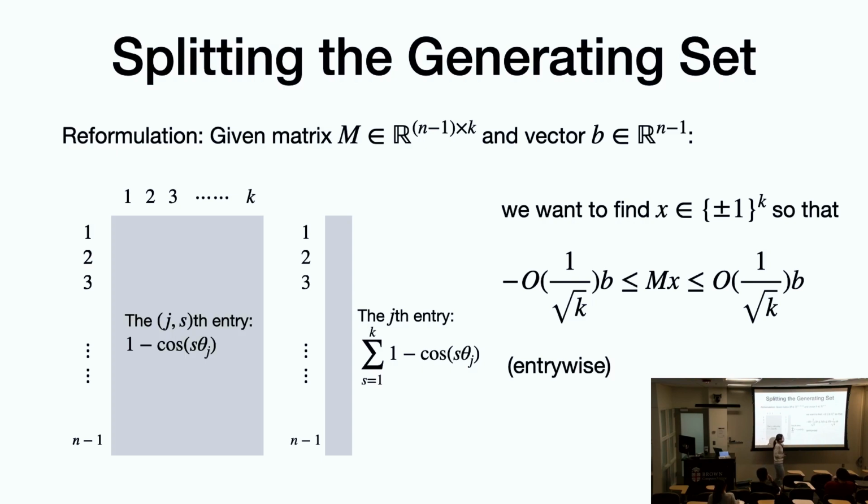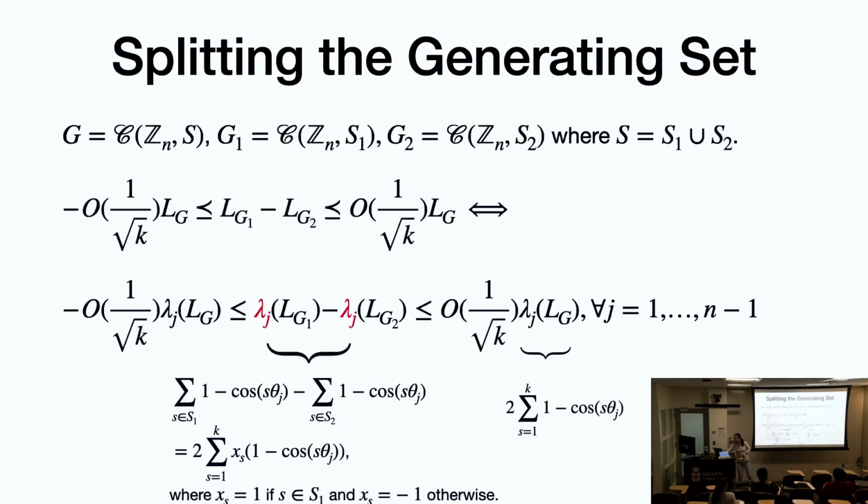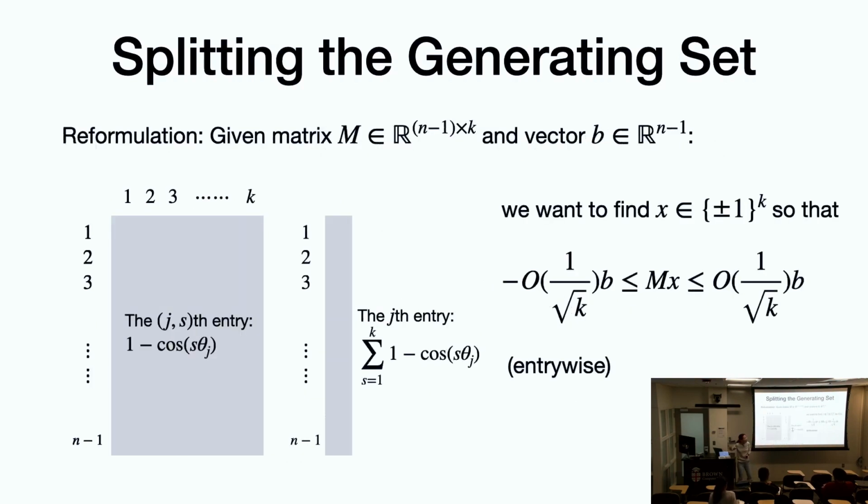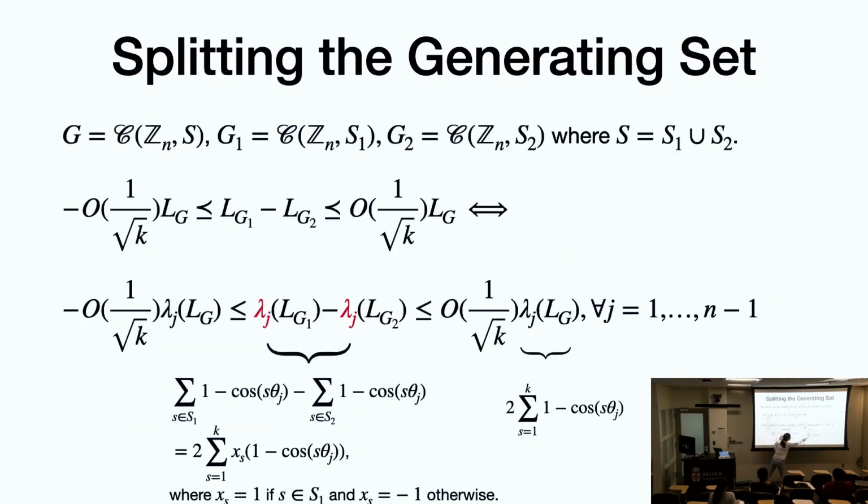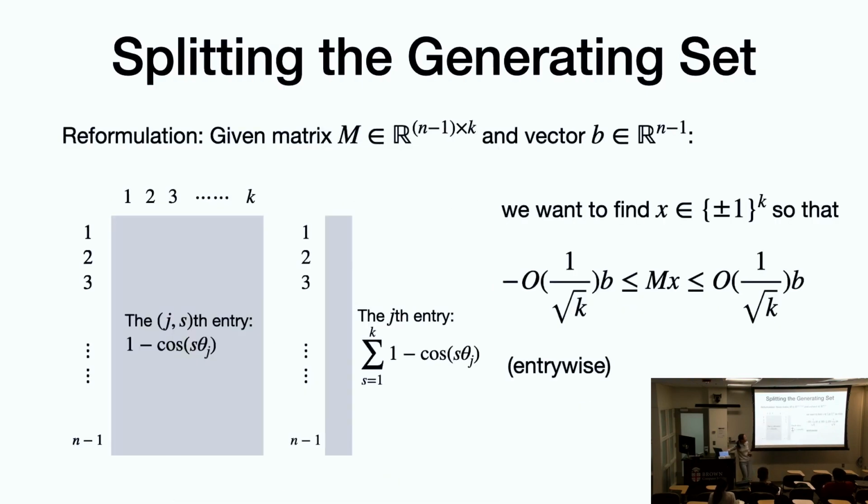Okay, then our goal is to find a k-dimensional vector x with entries 1 or negative 1, such that for every j, the jth entry of Mx, which equals this number, is upper bounded by some constant over root k times the jth entry of B, which equals this number, and lower bounded by negative of this number. Okay.